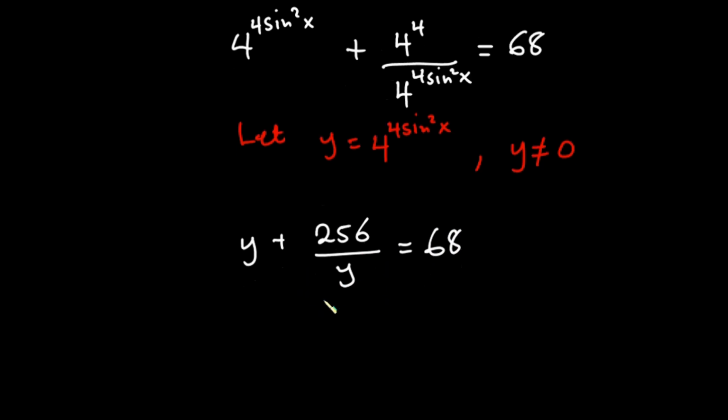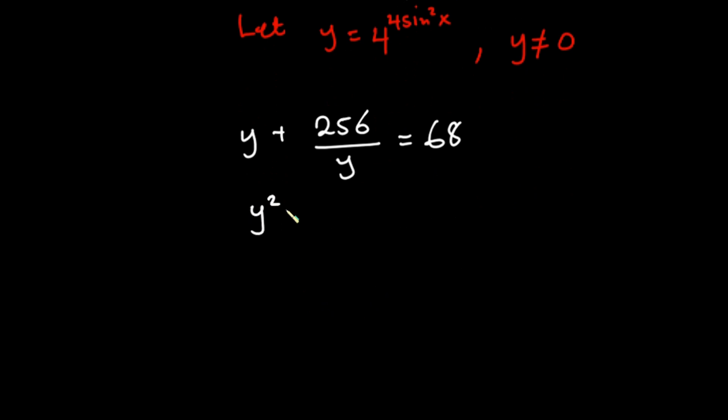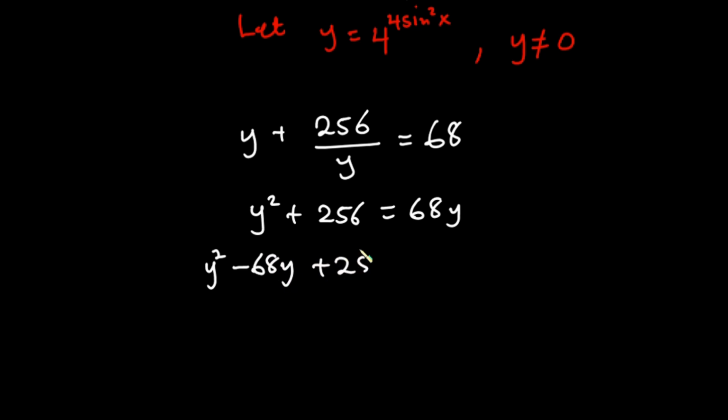So we're going to have y squared plus 256 is equal to 68y. And now you can see we have a very nice quadratic equation. And to solve any quadratic equation, you need to equate everything to 0. So we're going to have y to the second power minus 68y plus 256 is equal to 0.